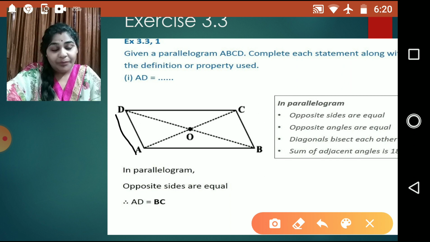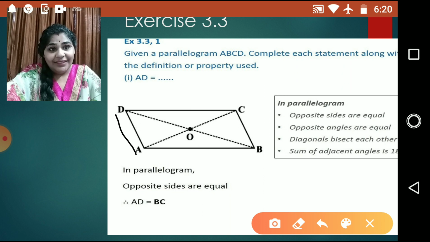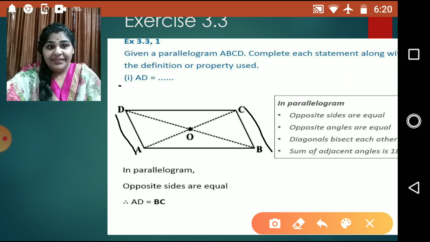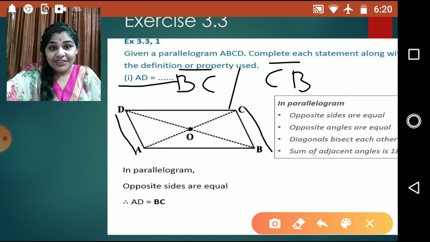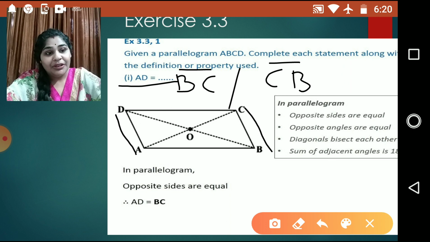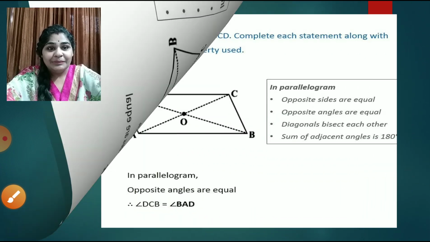Now we know the property we have just seen, opposite sides are equal. So who is the opposite side to side AD? I can see here BC or CB. Hence I can complete this statement by writing that AD is equal to BC, or you can also write CB. Yes, children, understood? These are the basic things you should know, right? If you know all the properties, it is going to be very easy for you to understand. So let us proceed.